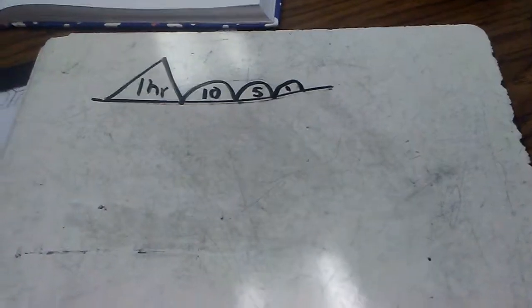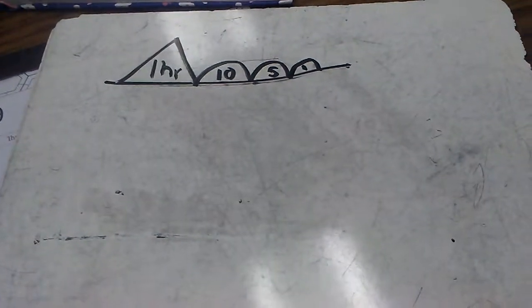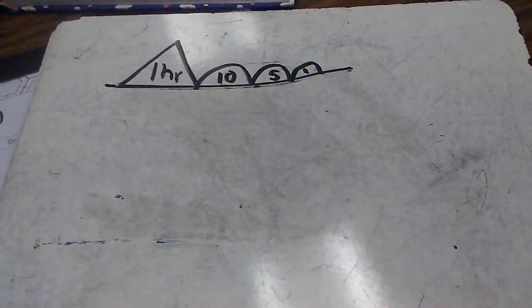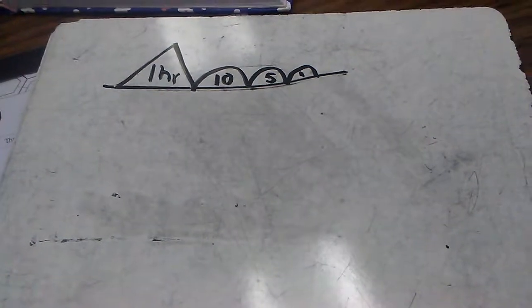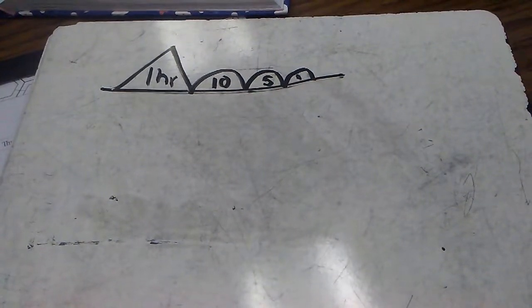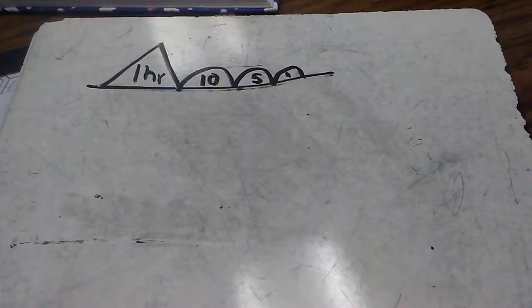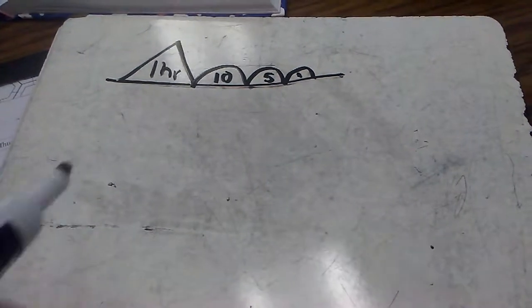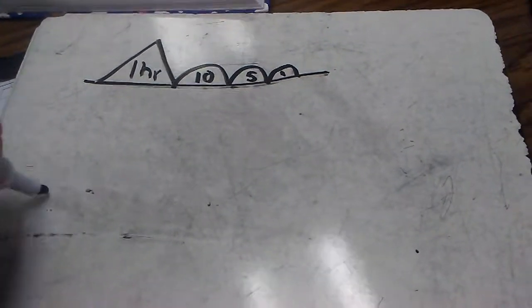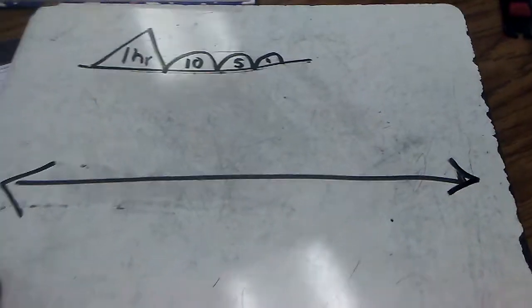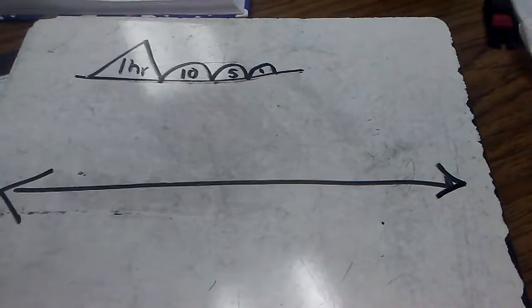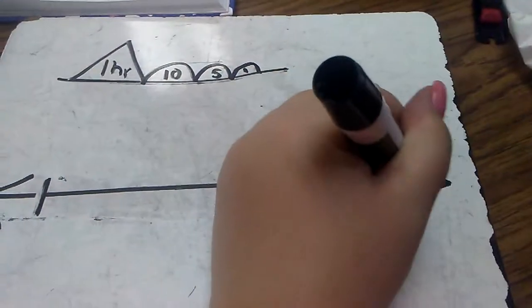Okay? So let's say, for example, Jerry started playing video games at 2:25. He took a break at 3:30. How long did Jerry play video games? So when I do a number line, I always make sure that I put arrows on either side because that shows me that time is continuous and it keeps going.